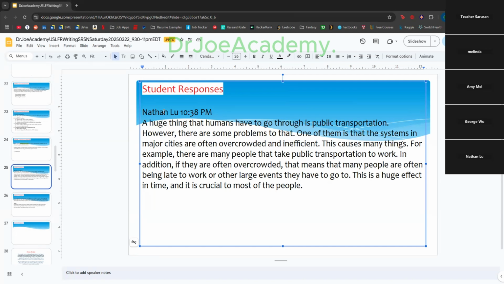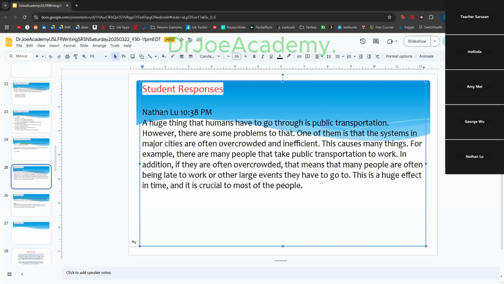A huge thing that humans have to go through is public transportation. However, there are some problems to it. One of them is that the systems in major cities are often overcrowded and inefficient. This causes many things. For example, there are many people that take public transportation to work. In addition, if they are often overcrowded, that means that many people are often being late to work or other large events they have to go to. This is a huge effect in time and is crucial to most of the people.